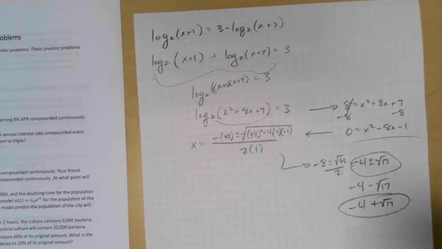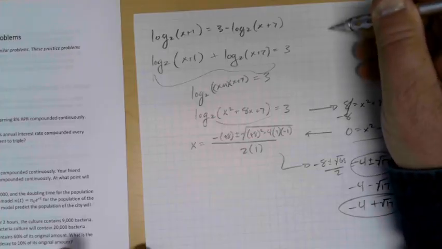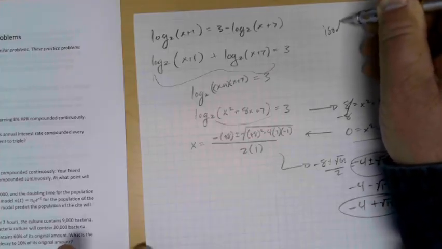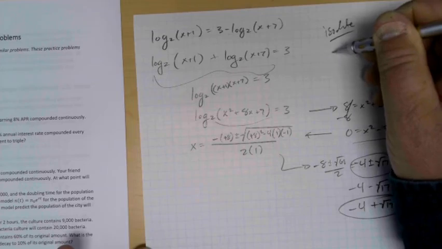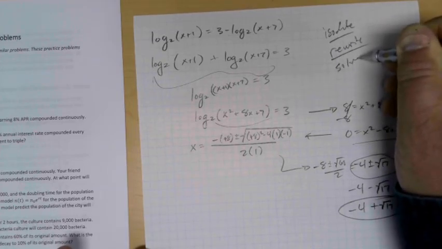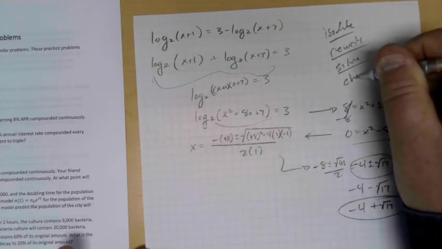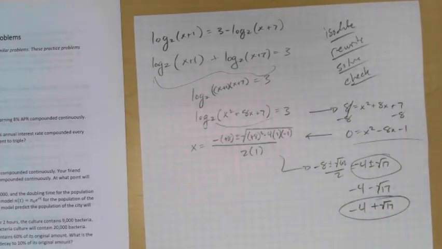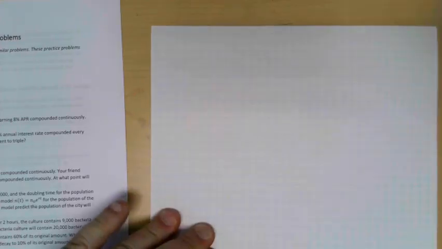Okay, so the recipe for this: isolate, rewrite, solve what's left, and then if it's logs, I've got to check for extraneous solutions. I've got to do that. Okay, so let's look at something else for a second.